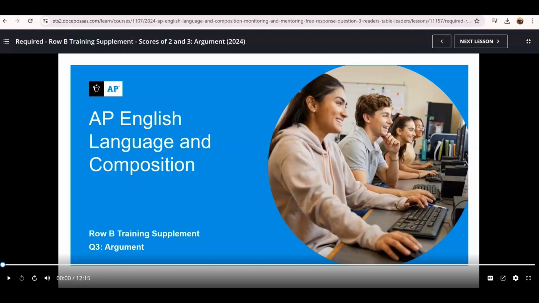AP English Language and Composition, Row B Training Supplement, Q3, Argument. This training focuses on Row B, Evidence and Commentary. In particular, it is intended to help you distinguish between responses that earn a score of 2 and those that earn a score of 3 in this row.